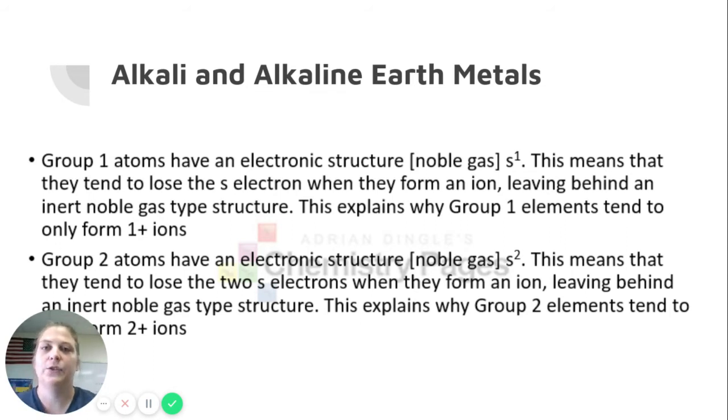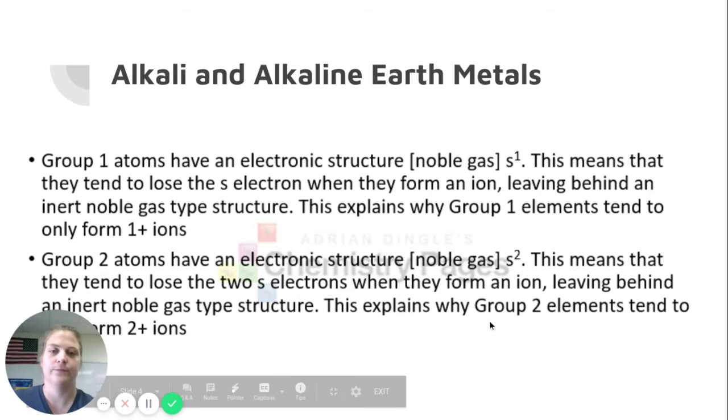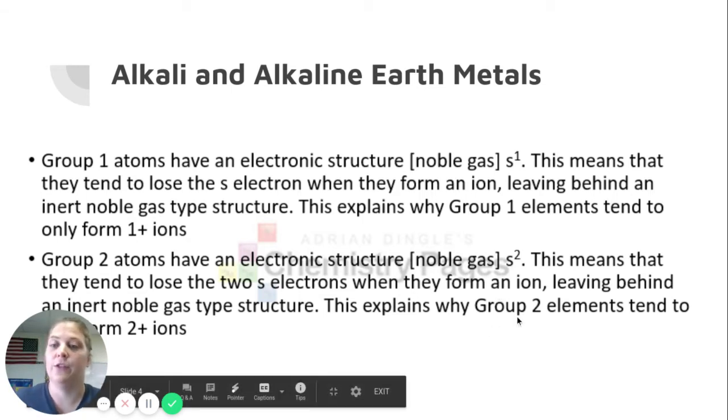Group 2 is right next door. It only has 2 electrons in its outermost energy level. And therefore, just like with alkali metals, it is easier to lose them than to fill up the rest of the energy level. So it's going to form our +2 ions. Those are the alkaline earth metals. Group 2 is called alkaline earth metals.